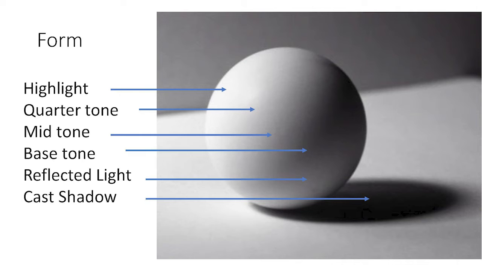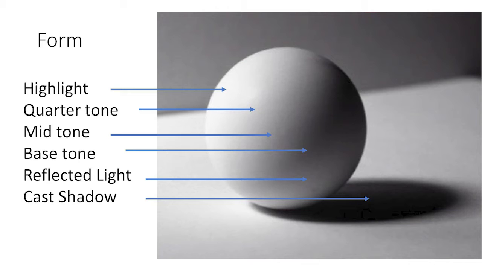We still have the midtone, which is starting to face away from our light source. But between the highlight and the midtone, we have the quarter tone. This is the area of value that is blending our highlight into our base tone. On that value scale, it would be about that 25% range.